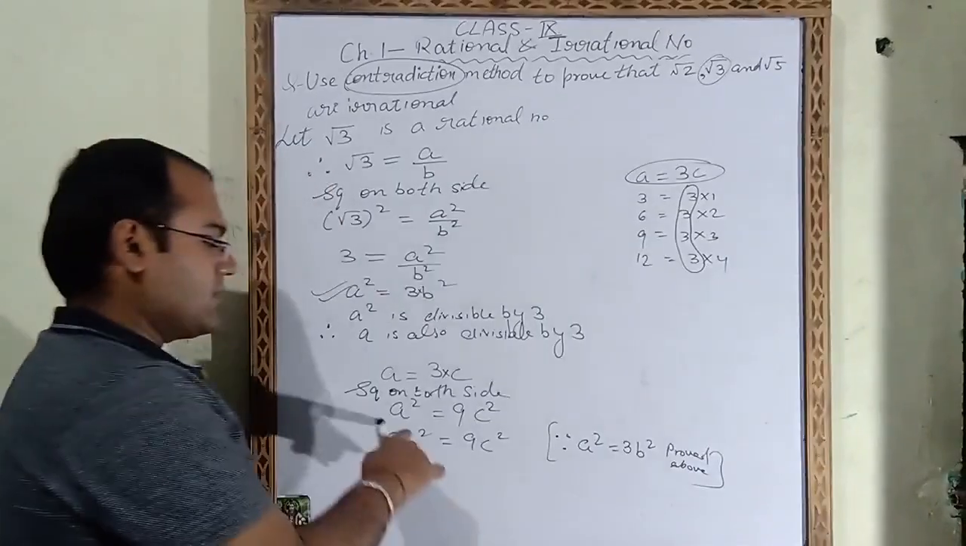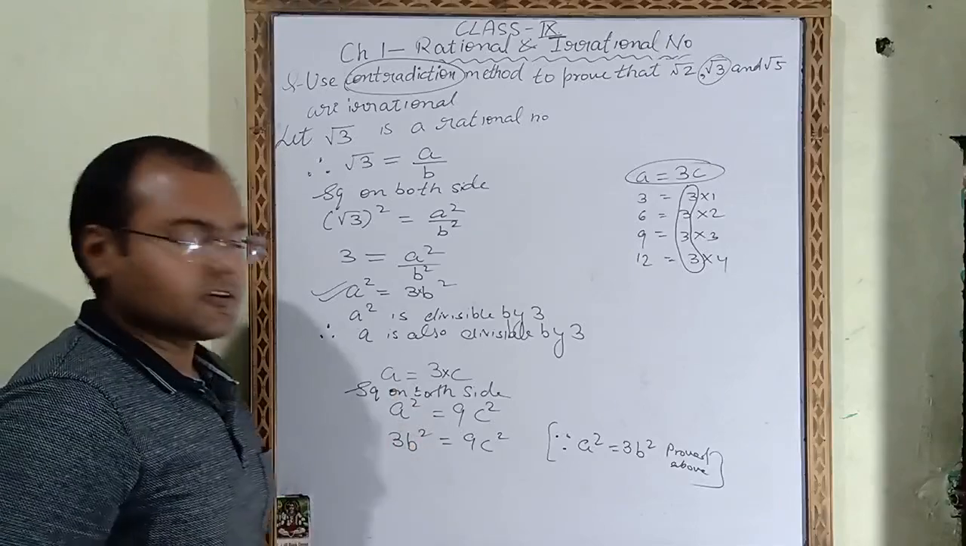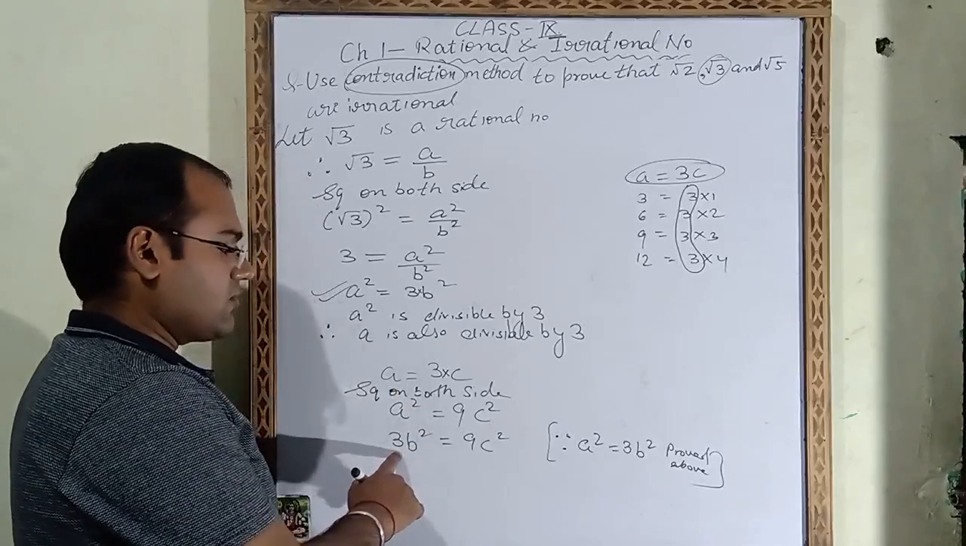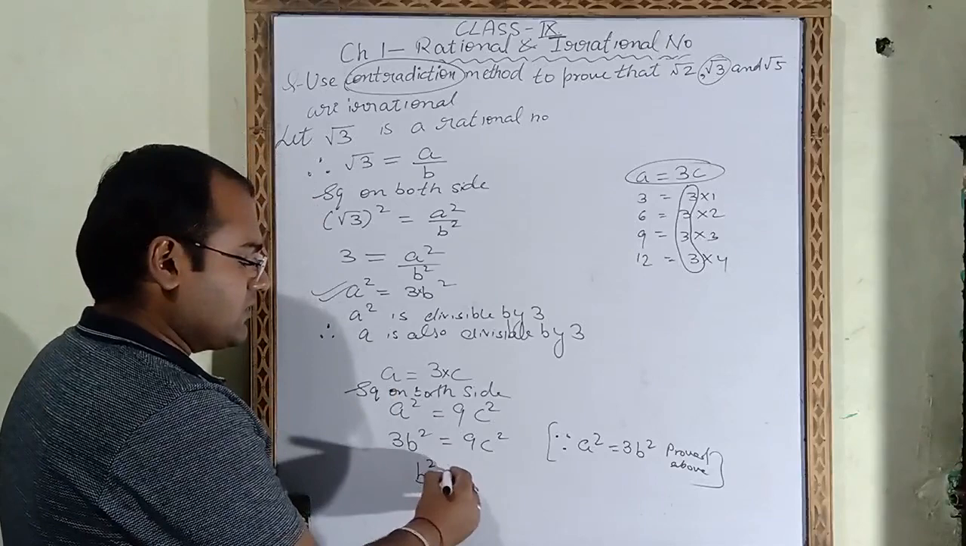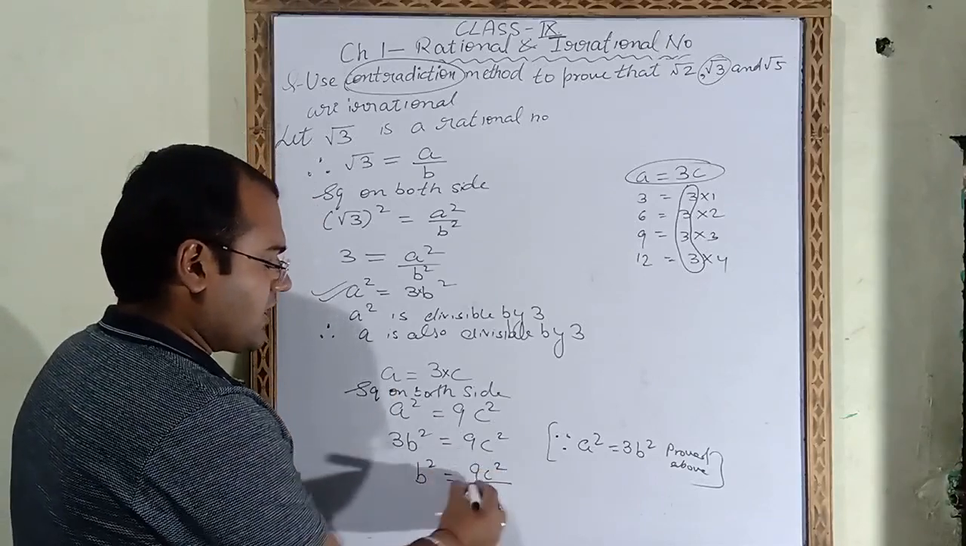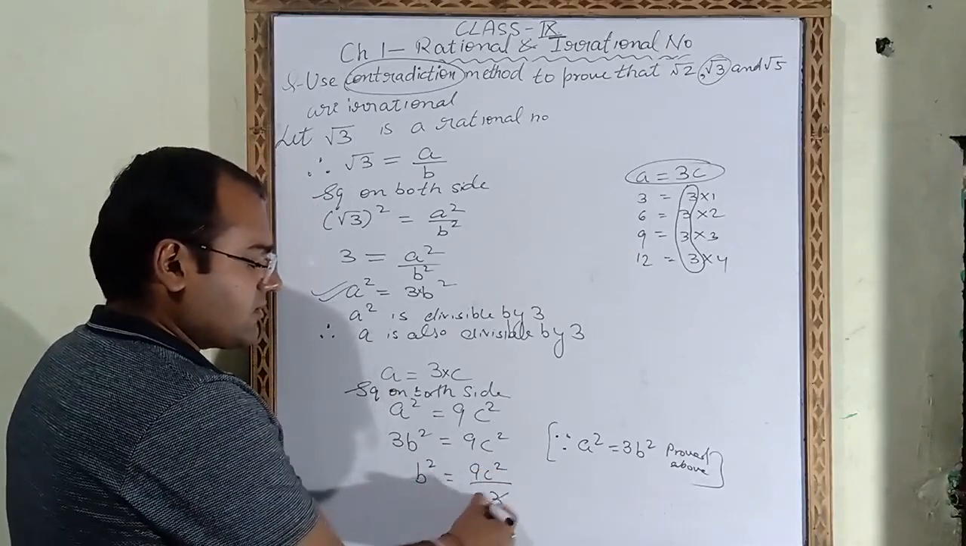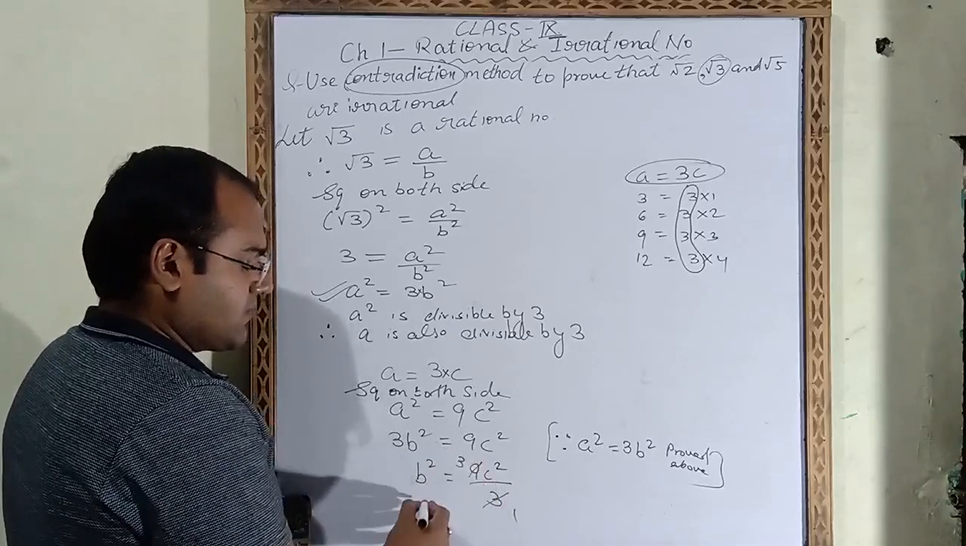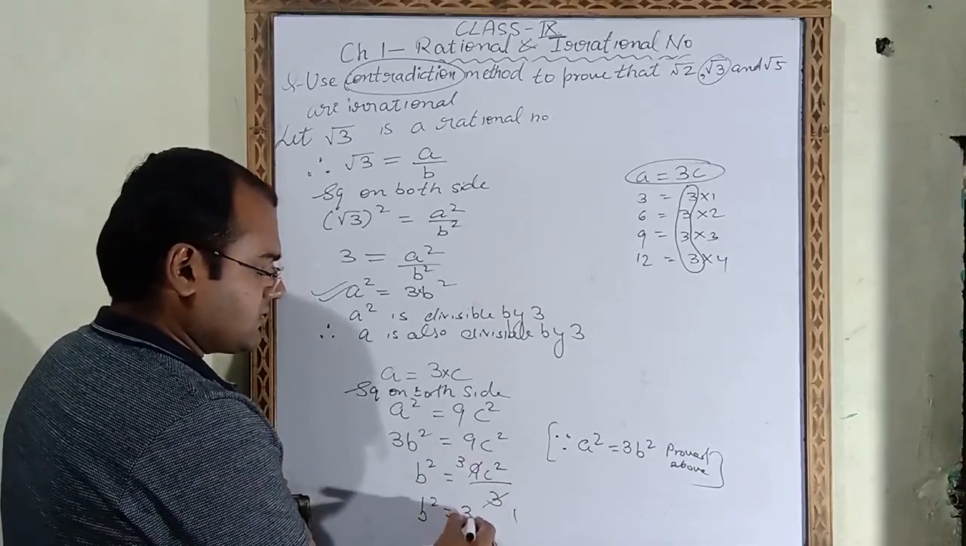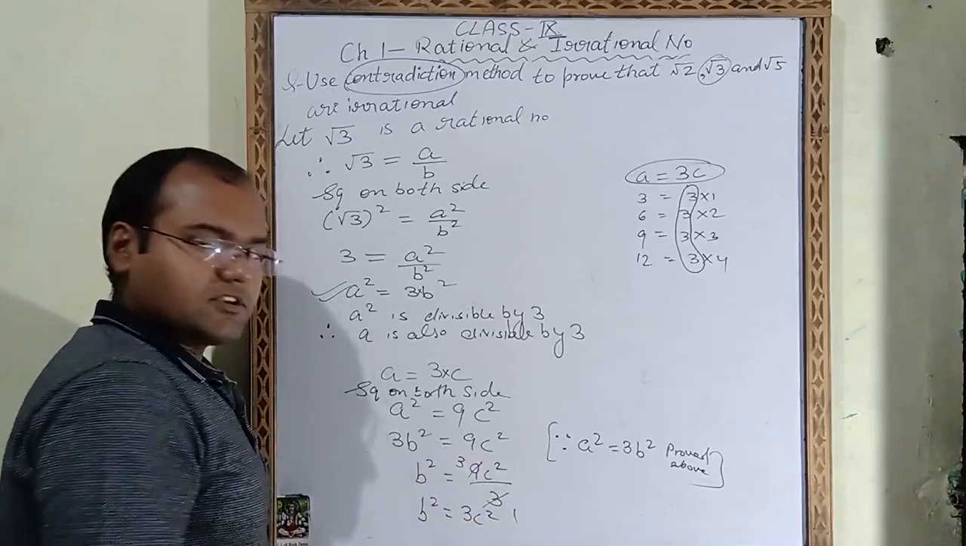That's why instead of A square we had taken here 3B square. Now this 3 we have to bring in divide. So B square is equal to 9C square divided by 3. 3 1 ja 3, 3 3 ja 9. So B square answer is 3C square.